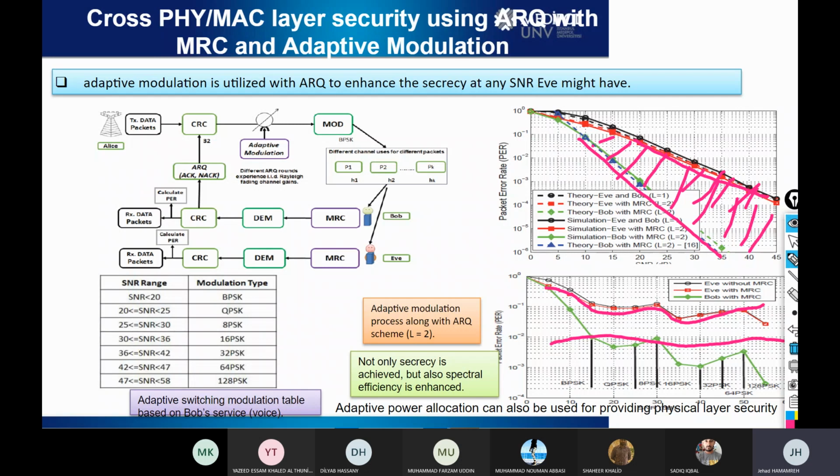And as you can see, by combining different adaptation or optimization techniques, you can really significantly improve your secrecy gap and secrecy performance. So this is also one of the good techniques that we usually use for providing security. So these are the main important techniques that are really critical and important to know about in physical layer security designs.